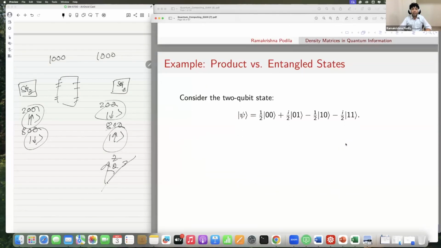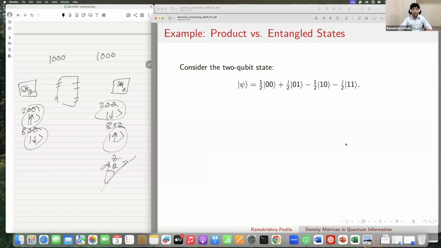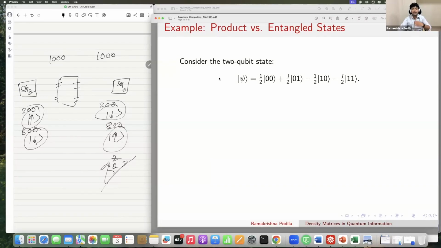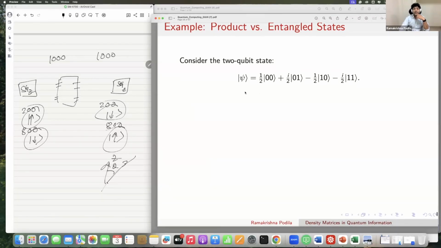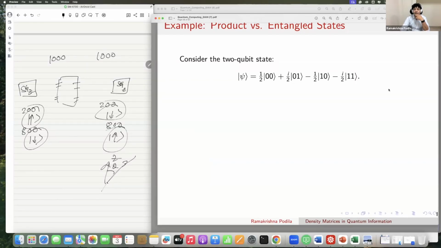So here we have an example that you could see. For example, if I prepare a 2-qubit state, let's say it looks like this. Here it is 0 and 1, 0 and 1, 1, 0, 1, 1. So it is 2 qubits that I'm preparing like this. And the question I'm going to ask is, do you know whether this is a product state or an entangled state? Do you think this is an entangled state?